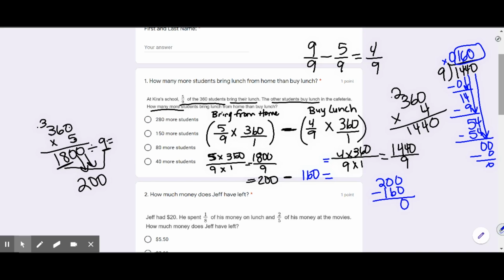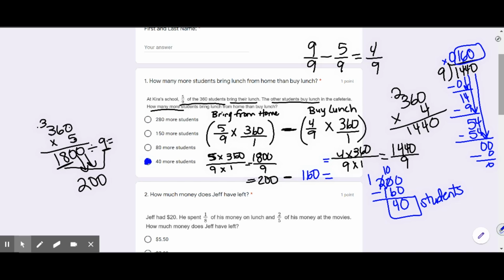Now, if we were to subtract this, what's 200 minus 160? 0 minus 0 is 0. 0 minus 6 I cannot do, so I have to borrow from the 2, turn that 2 to 1, and regroup to that next 0 that I have. That 0 will now return to a 10. 10 minus 6 equals 4, and 1 minus 1 is 0. So now our answer is 40 students. So whichever option that is, that's our answer. So 40 more students would be it.